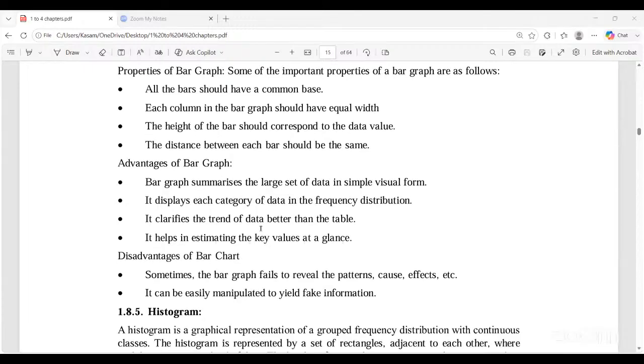Advantage of bar graph. Bar graph summarizes the large set of data in simple visual form. It displays each category of data and frequency distribution. It clarifies the trend of the data better than the table. అంటే డాటా అనేది టేబుల్ కంటే బాగా వేయగలుగుతాం ఇందులో.